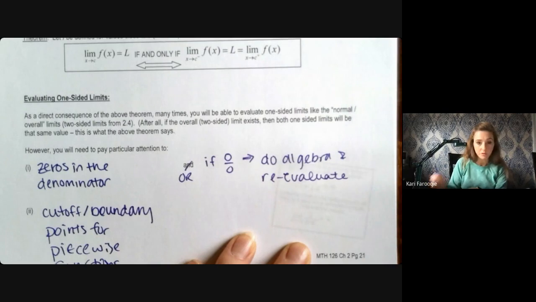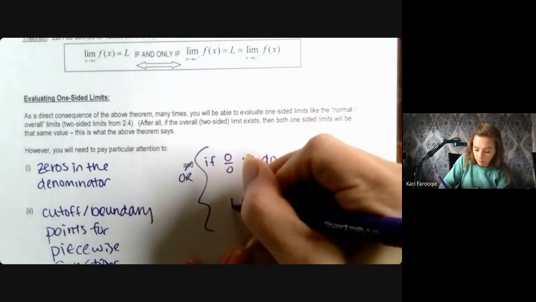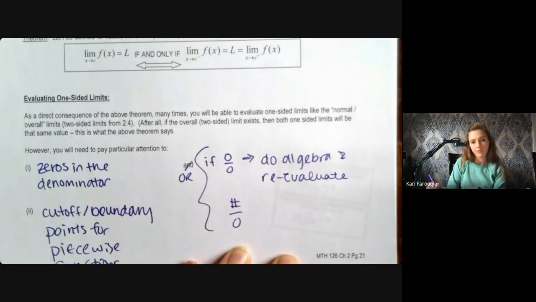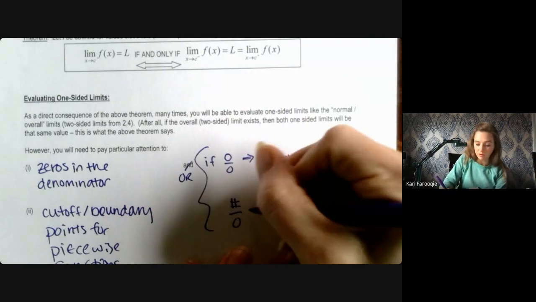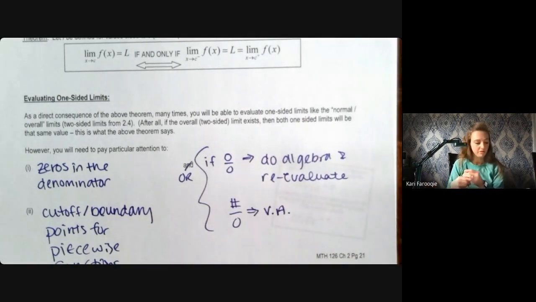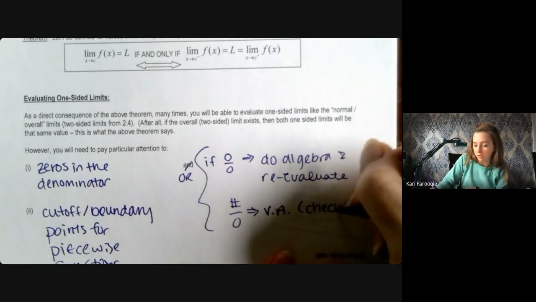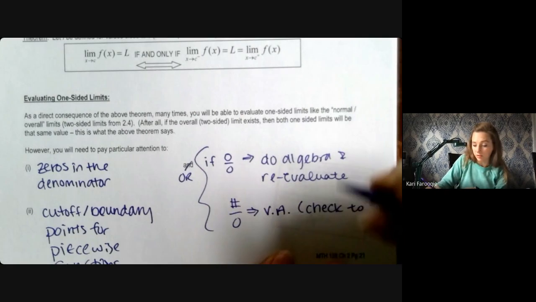If we have some sort of a number over 0, remember, if you have a number divided by 0, you end up with some situation where you have a vertical asymptote, which we usually abbreviate to VA. Check to see if the limit is plus or minus infinity. It's going to be one or the other.